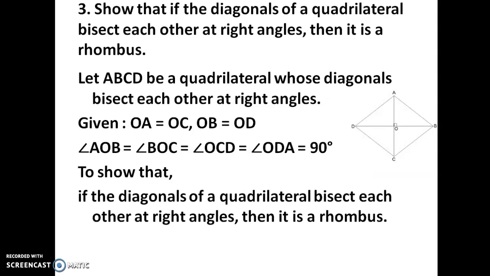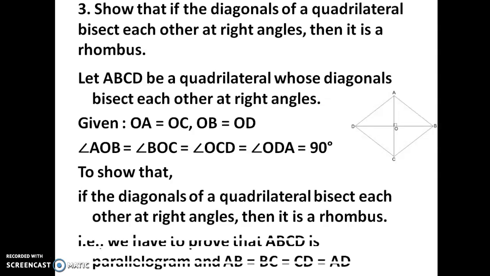So we have to show that it is a rhombus. How to do that? We have to prove that ABCD is a parallelogram and AB equal to BC equal to CD equal to AD. That means it's a parallelogram with all four sides equal. Then it is called a rhombus. So that's what we have to prove now.